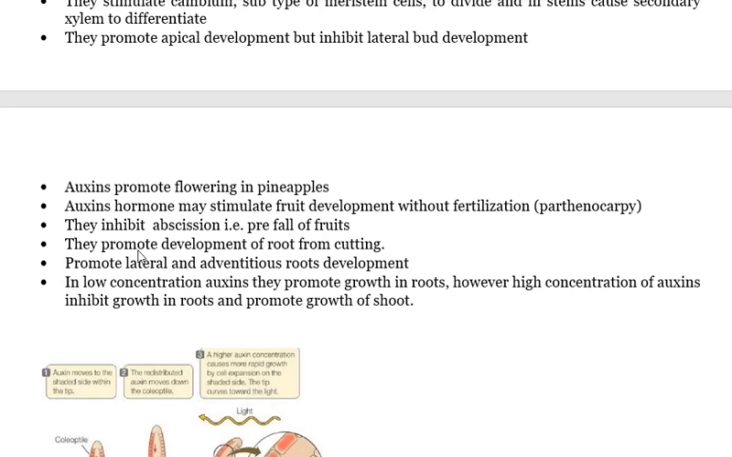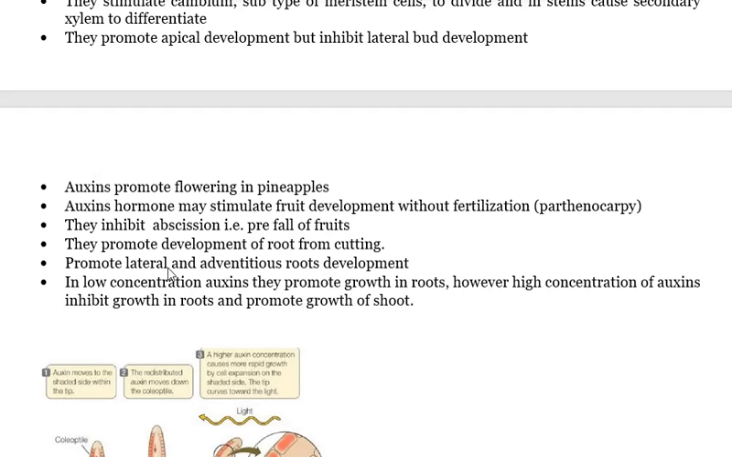So another function or another role, they promote development of roots from cuttings. Auxins inaweza promote development of roots from cuttings, and this we call rooting. Tunaweza tuna a piece of tree, then we can dip it into auxins.